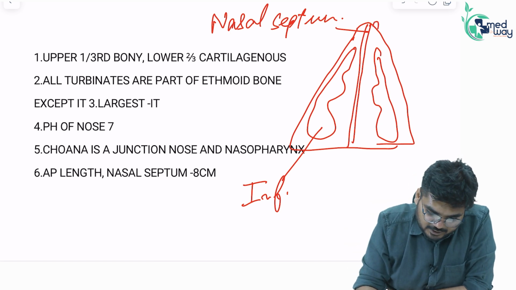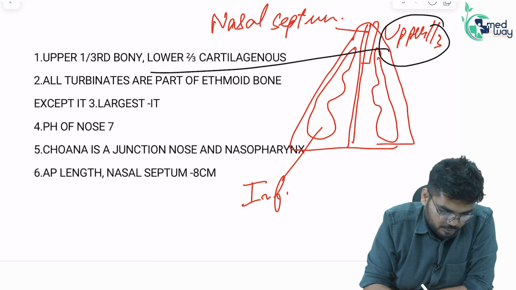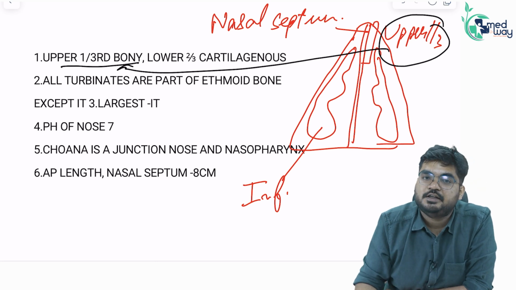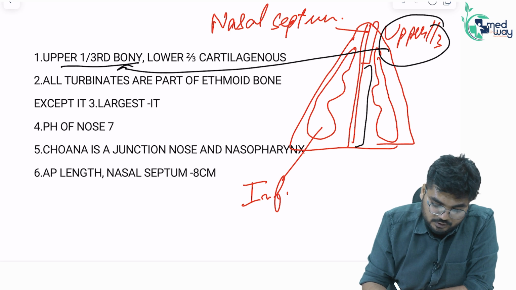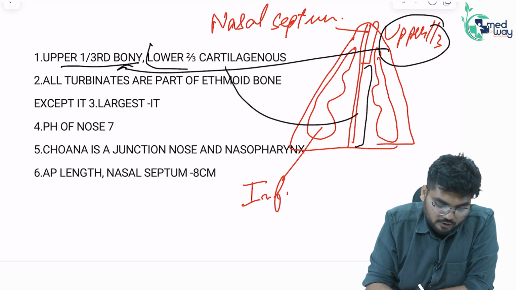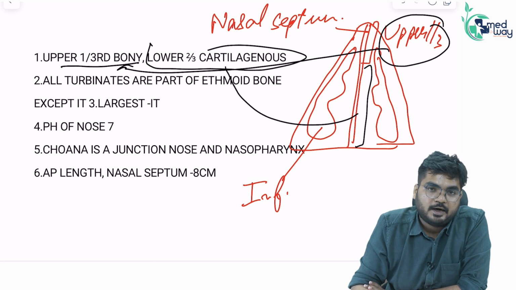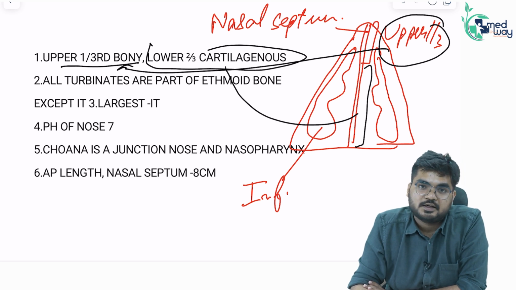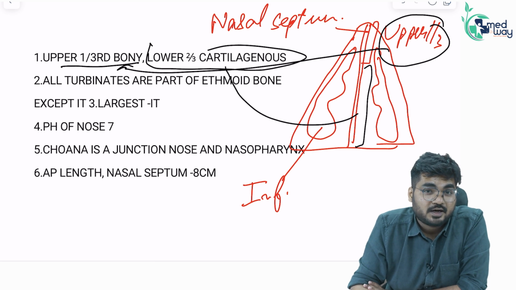So remember that the upper one-third part of the nasal septum is basically bony, and the lower two-third part is cartilaginous. If I talk about the nasal septum, upper one-third part is bony and lower two-third part is cartilaginous. Then I told you that inferior turbinate is the largest turbinate.